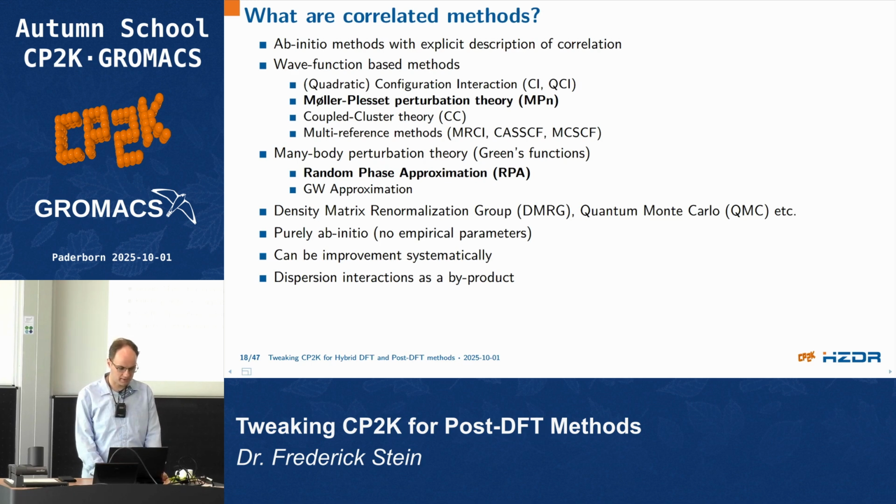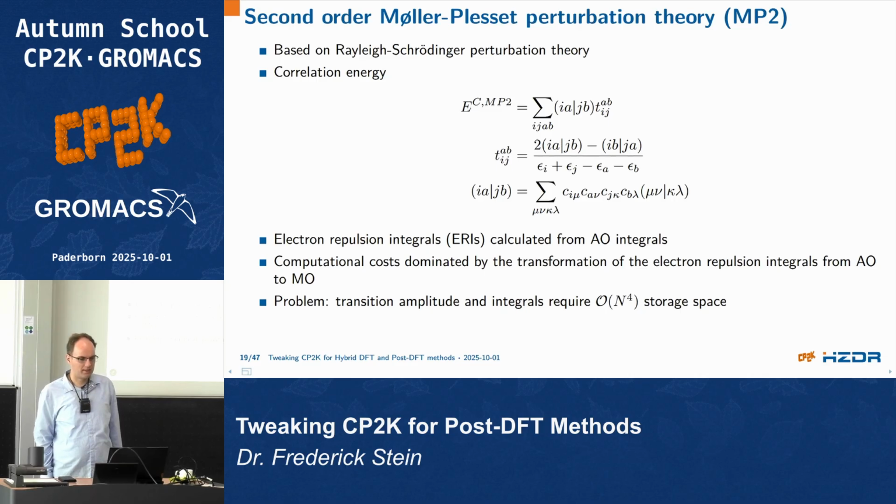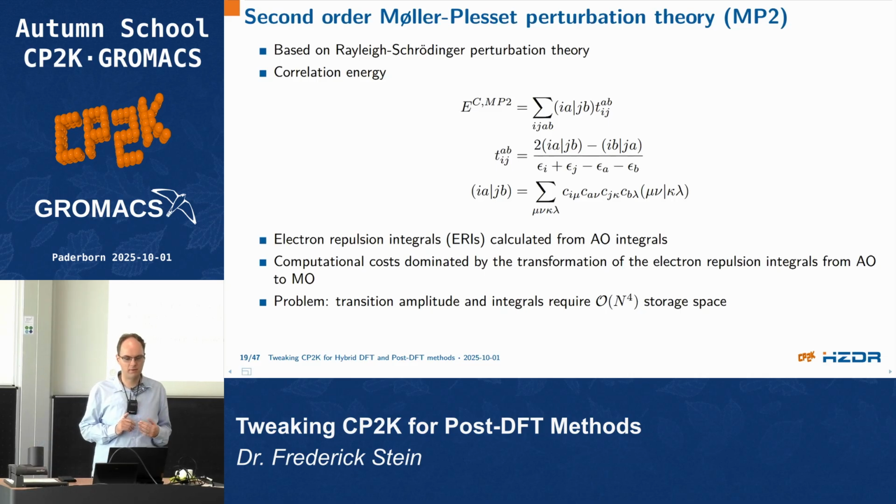but not widely available. They are purely ab initio, meaning that there are no empirical parameters included, and they can also be improved systematically, which is pretty important if you want to improve your results for whatever reason and have the computational capacity to actually do that. And the dispersion interactions, which are also relevant for biochemical systems, are basically a byproduct of this whole procedure. I will start with the description of the MP2 method, as it's also the method which was implemented first in CP2K.